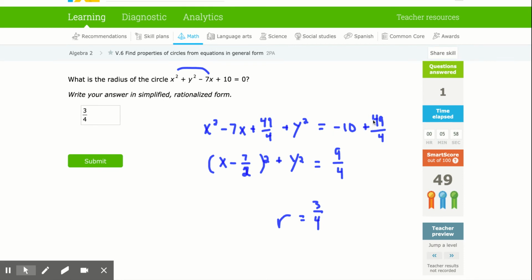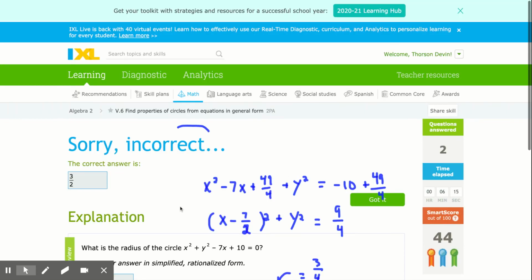When I add the negative 10 to the 49/4, it leaves me 9/4. The square root of 9/4, because remember that's r squared, is 3/4. The radius is 3/4. Because remember, you always got to square root this. The center would be a x value of 7/2 and a y value of 0 if it asks for the center.